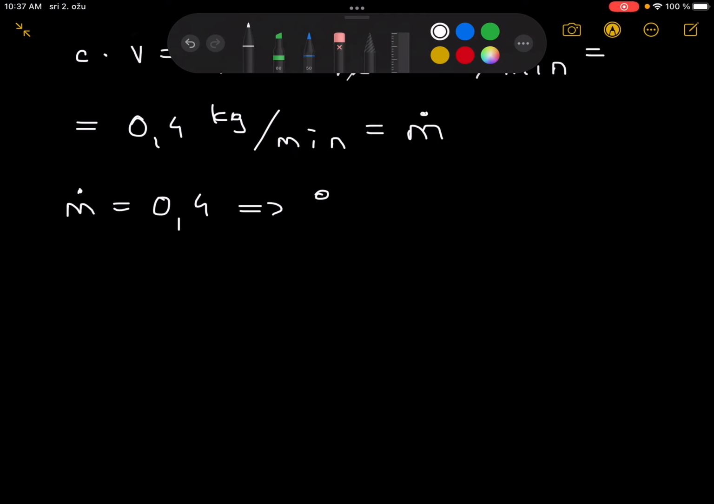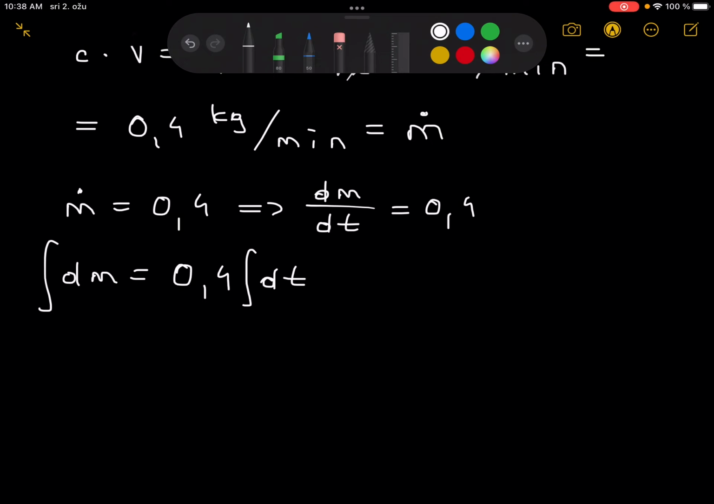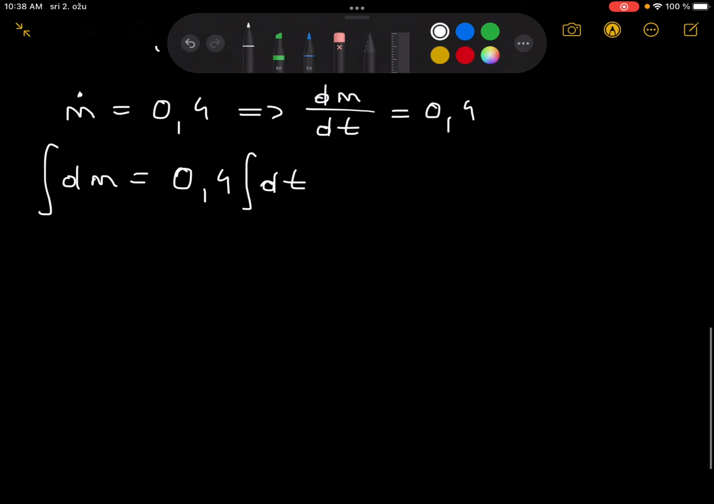So m prime is equal to 0.4, or dm over dt is equal to 0.4, or dm is equal to 0.4 dt. I keep saying point, but it's a comma. Whatever, I like to use the comma as a separator. So once we integrate both sides, we'll get that m is equal to 0.4t plus c.